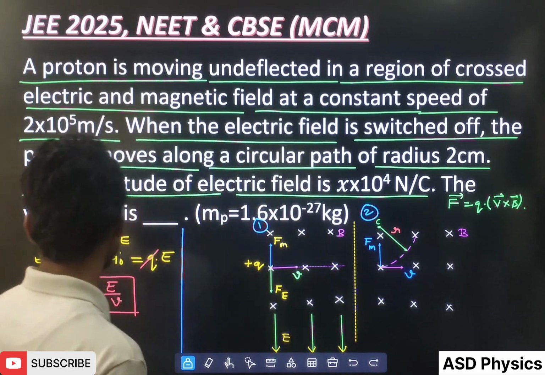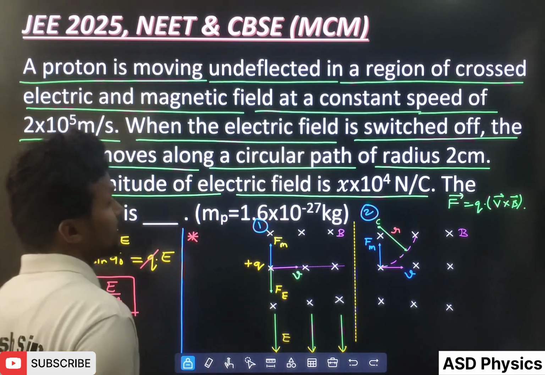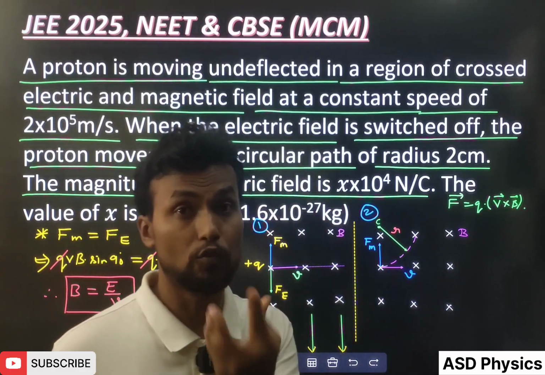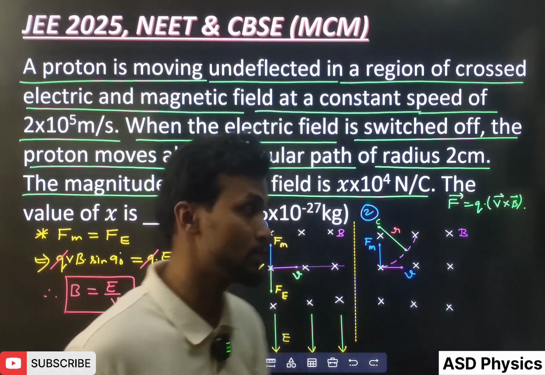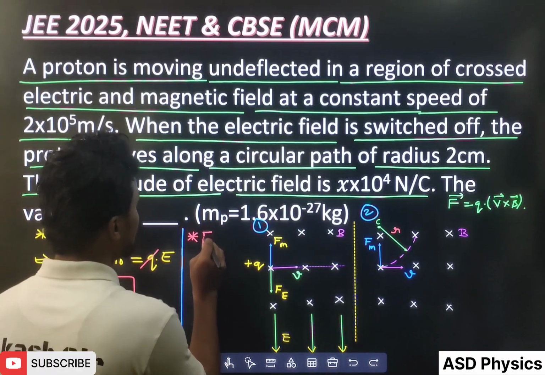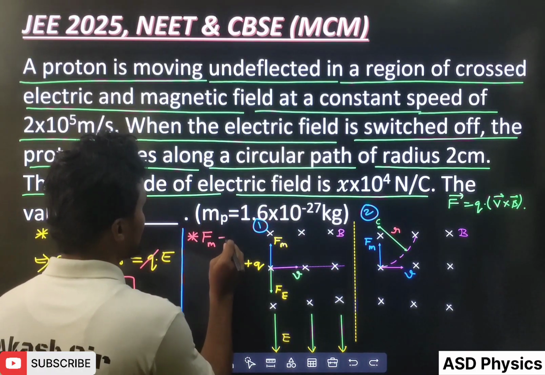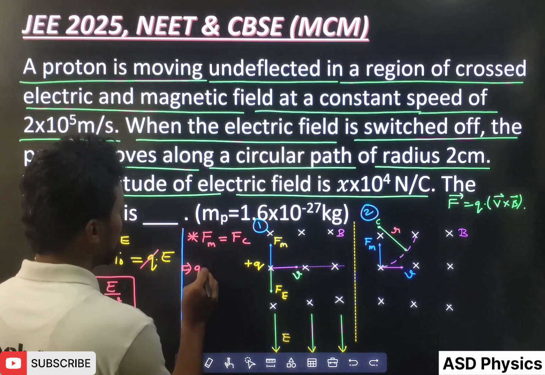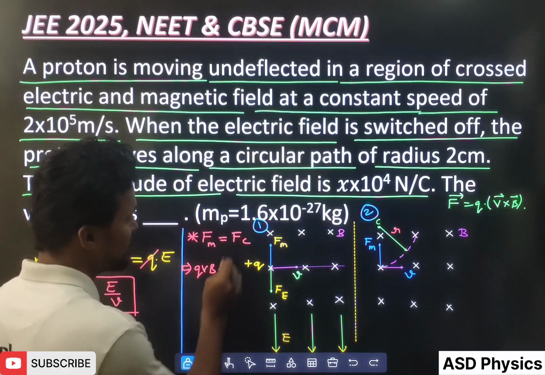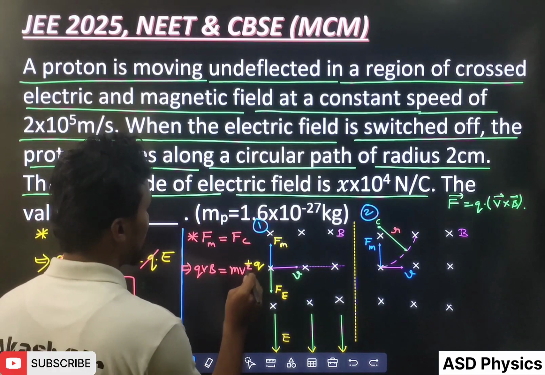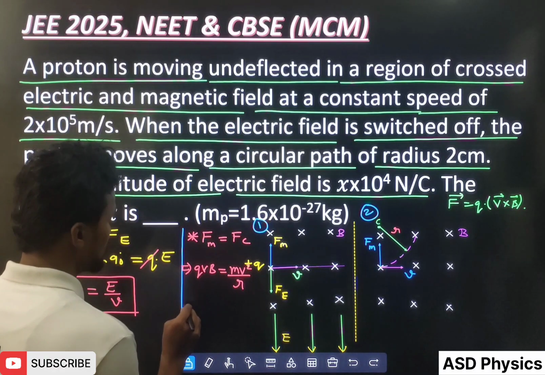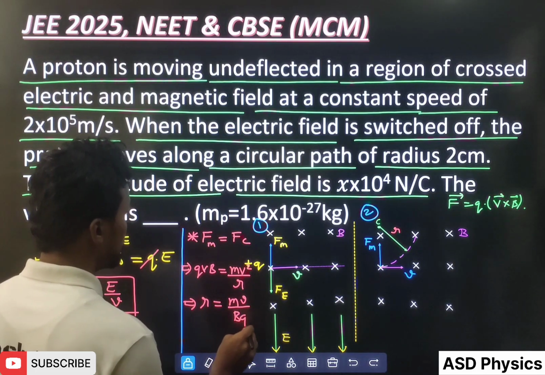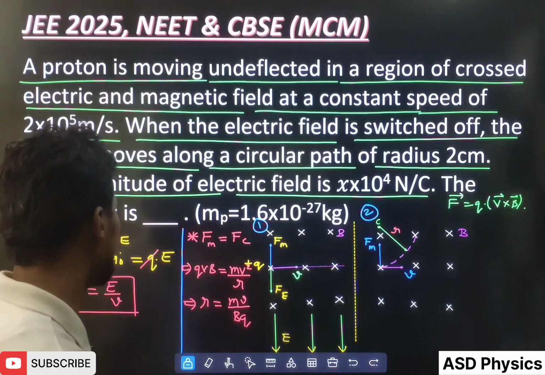Here, from the basics, this magnetic force will act as a centripetal force, because the particle is moving in a circular path. So the magnetic force is acting as the centripetal force. The magnetic force is QVB sin 90 degrees. The centripetal force formula is mv square by r. So from here I can get R equal to mv by BQ.